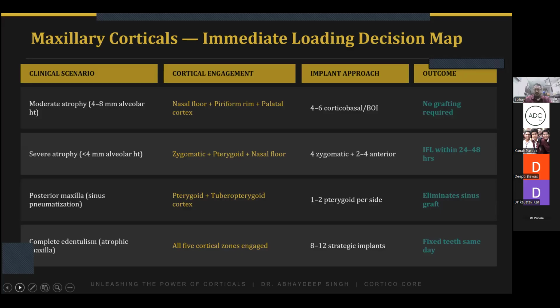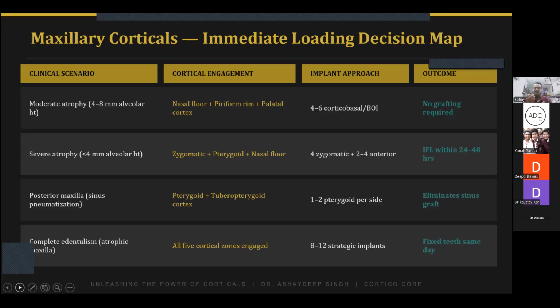And then if there is severe atrophy, you are not able to engage the nasal cortex through the premolar region as well. You are just able to put 2 implants in the nasal floor. Then you go for the zygomatic implants. If your sinus is pneumatized anteriorly, mesially so much that it has come to the canine area, you might not be able to place implants through the sinus. Then there is the need of zygomatic implants. And to reduce the posterior cantilever, you go for the pterygoids as well.